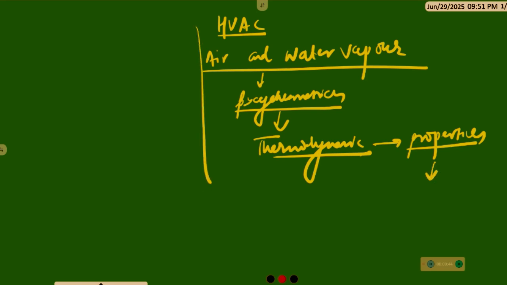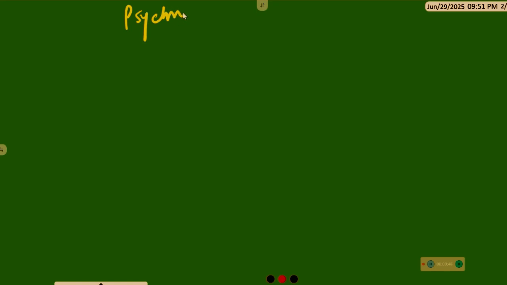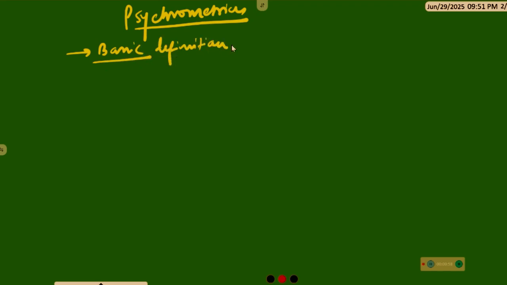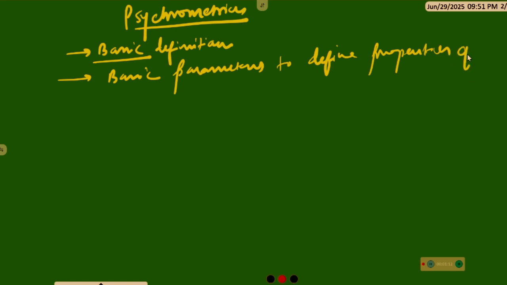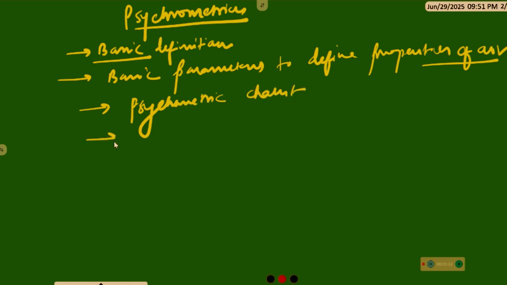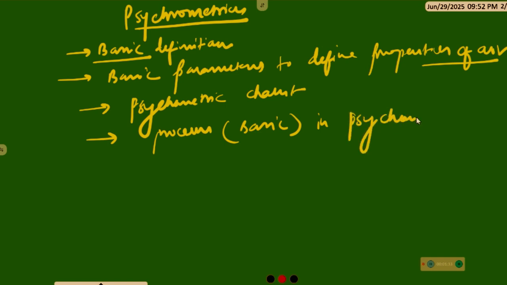So in this psychrometrics, the first thing that we are going to study are some basic definitions, basic parameters to define properties of air, and then the psychrometric chart, and then processes. We will study only basic processes initially in the psychrometric chart.